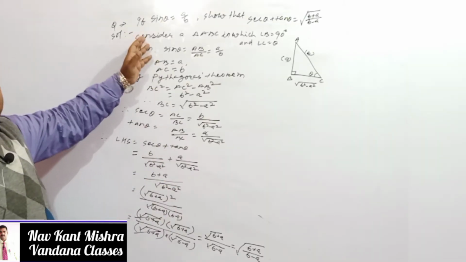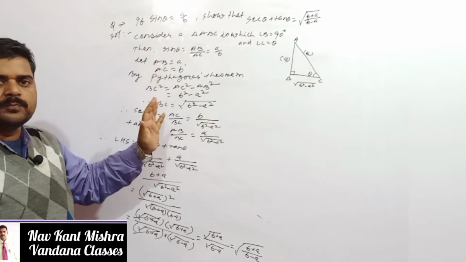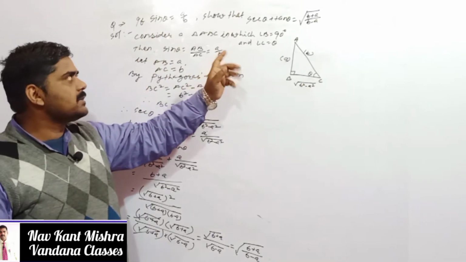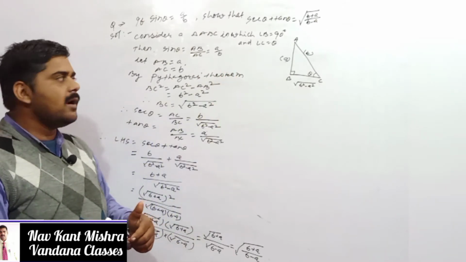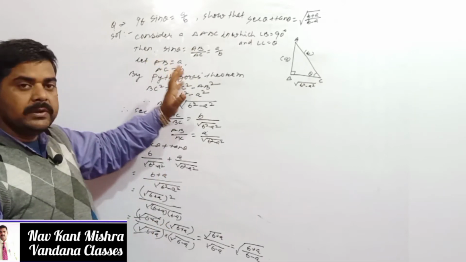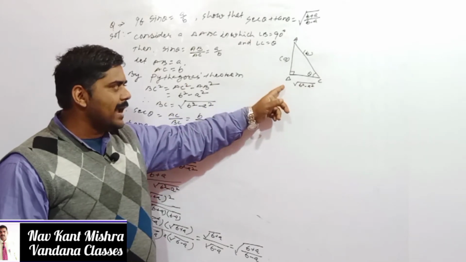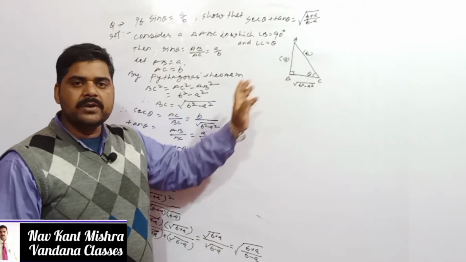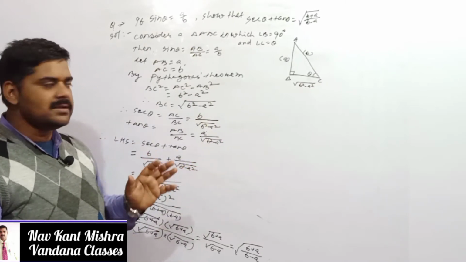In this question you can just see that if sin theta is equal to A upon B, you need to prove that sec theta plus tan theta is equal to square root under (B plus A) upon (B minus A). This is the question. You need to consider a right angle triangle, and I have just considered a right angle triangle ABC in which angle B is equal to 90 degree and angle C is theta.